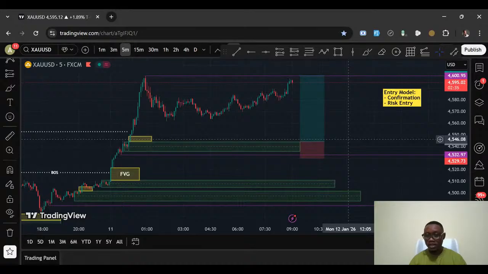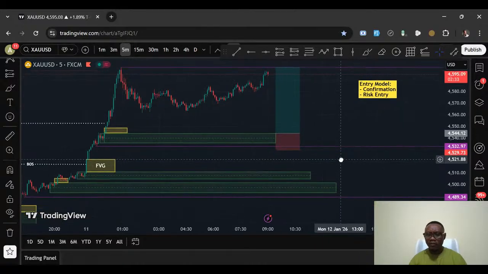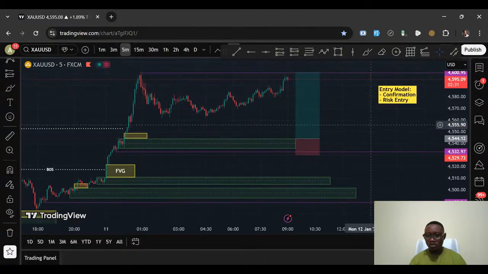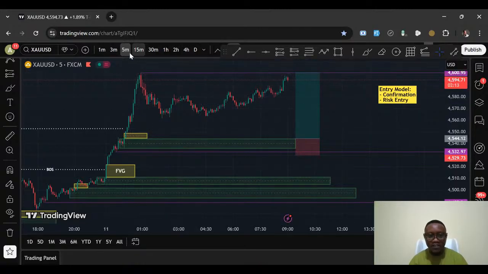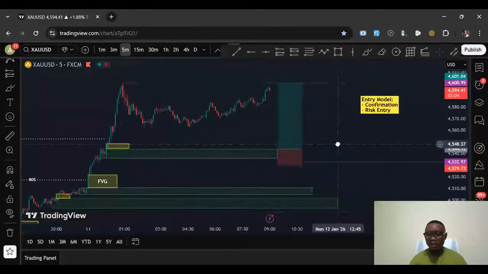That is the risk entry. Now, for confirmation entry, you don't do that. What you do is you wait for confirmation. And what is the confirmation? A market shift. You wait for a market shift either on the 5 minute time frame or on the 3 minute time frame. Now, this is what I mean by market shift.